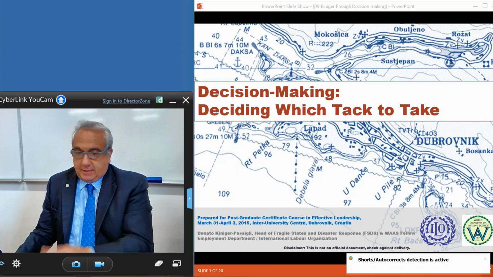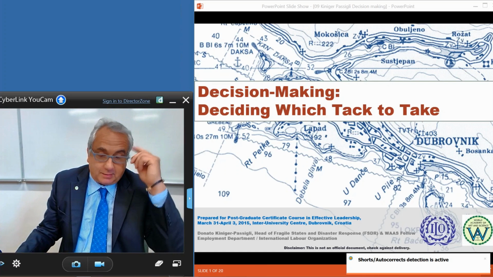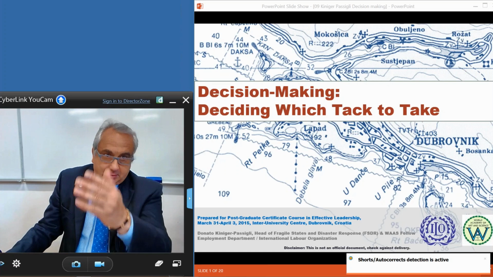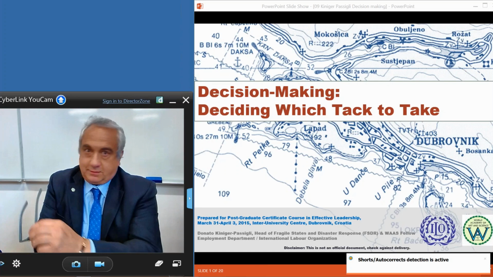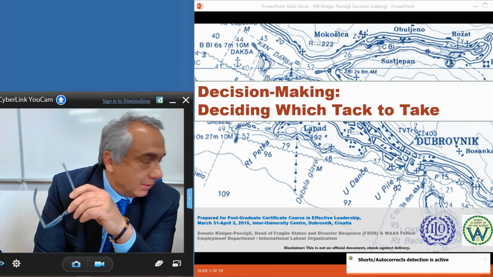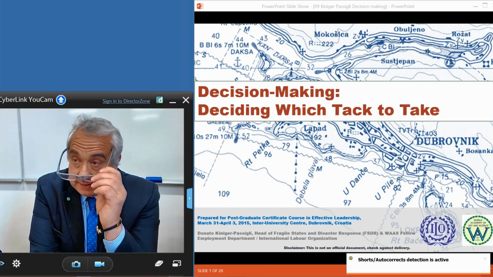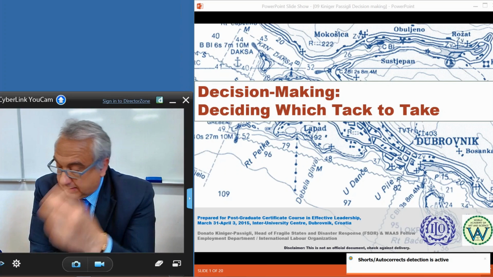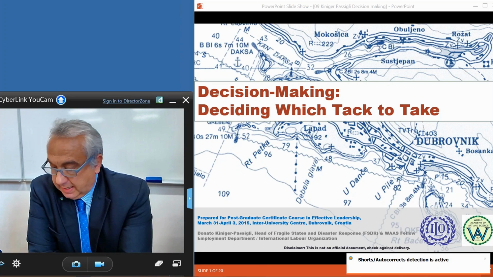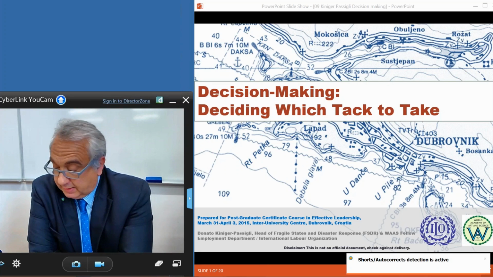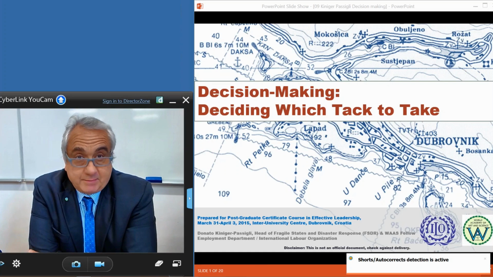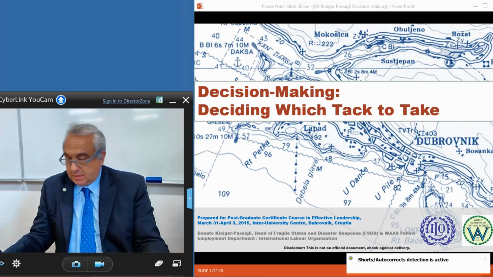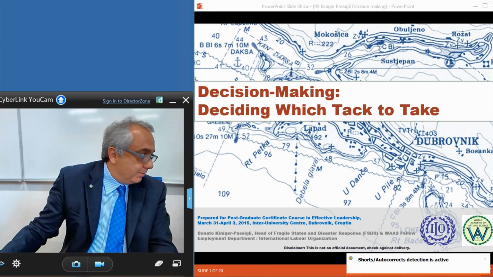Now, as you have seen on the chart here, there is a nautical chart. The nautical chart of the coast of Dubrovnik, the beautiful Dalmatian coast. And why is that? This is because it evokes in my mind the essence of leadership in one simple analogy. The analogy of a good captain that is able to set the course and steer his vessel according to good seamanship rules.